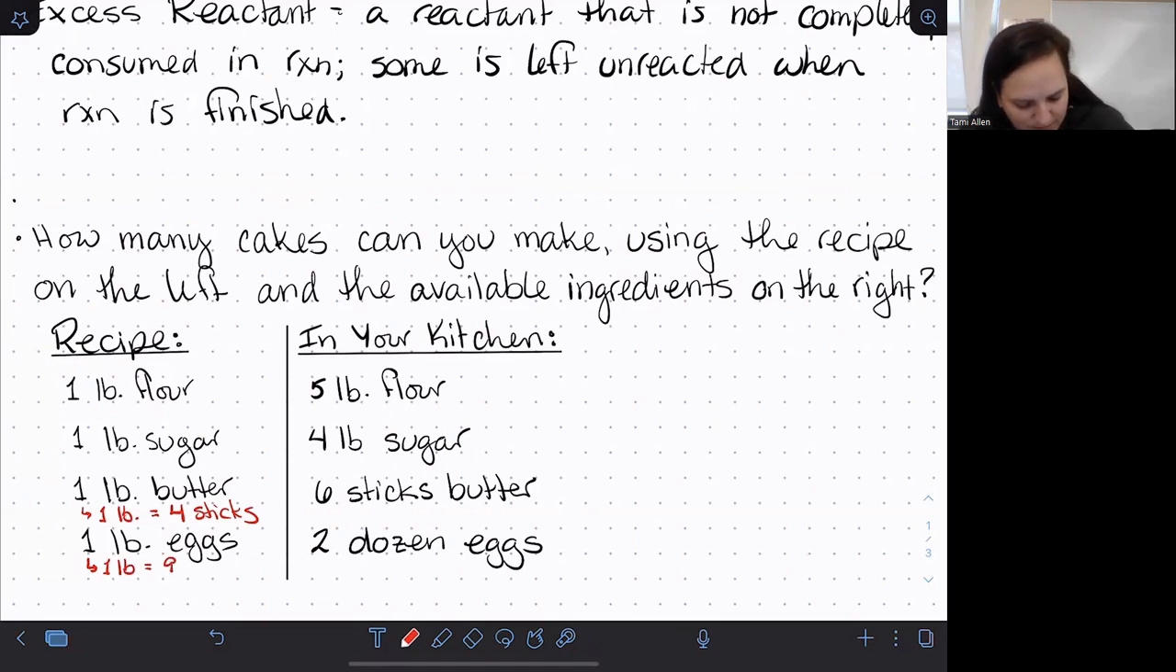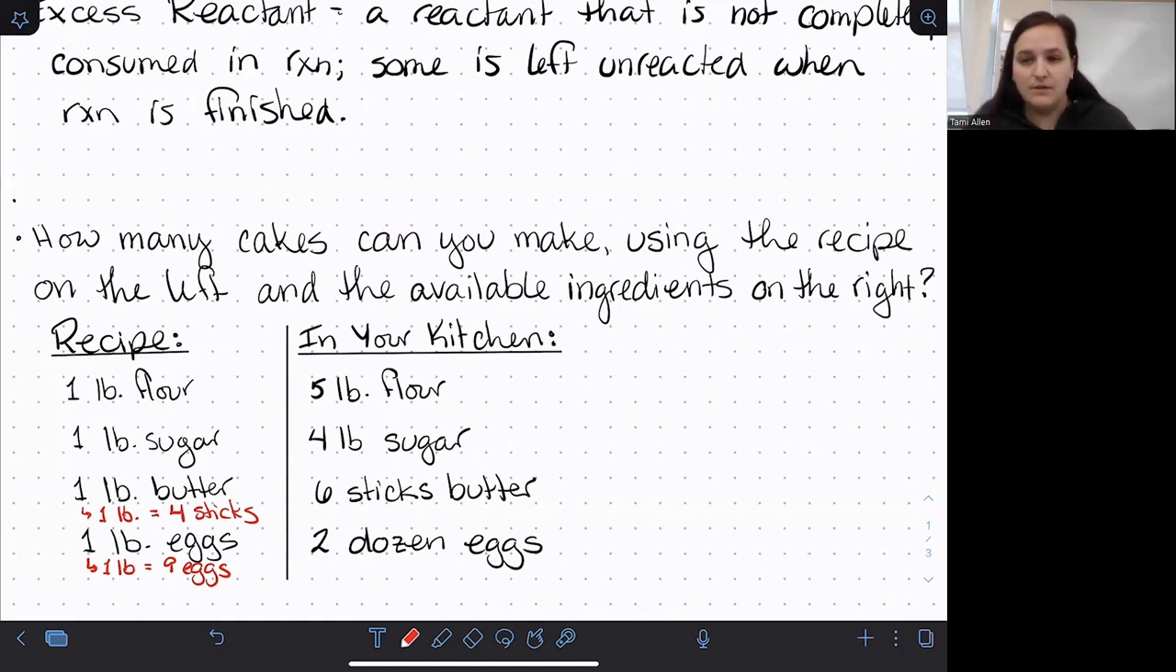But for the purposes of simplicity, let's say that a pound is around 9 eggs. It's usually between 8 or 9 large size eggs, which is what most people tend to buy. So let's say it's 9. We can now start to convert things a little bit better. So if we want to figure out, based on each of these ingredients, or overall, how many cakes can I make?